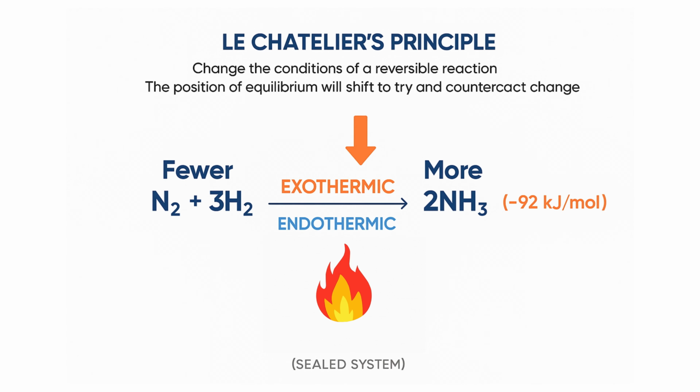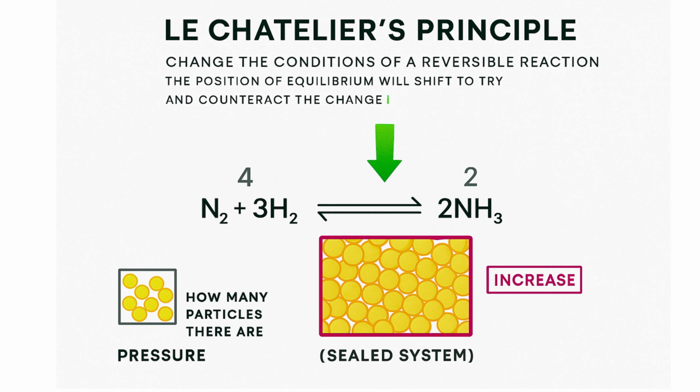Le Chatelier's principle also applies to pressure in a closed system, particularly for reactions involving gases. Pressure is essentially a measure of how many gas particles are present in a given volume. If we increase the pressure, the equilibrium will shift to the side with fewer gas molecules, because this reduces the overall pressure.